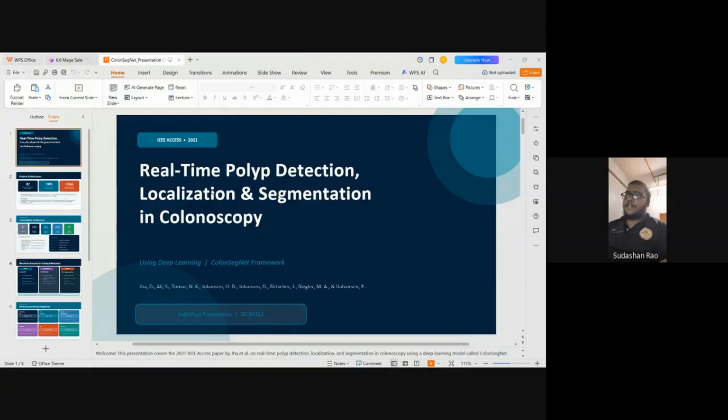So, the paper I've selected is titled Real-Time Polyp Detection, Localization, and Segmentation in the Colonoscopy Using Deep Learning. The paper proposes a deep learning model called ColonSegNet to help doctors detect colon polyps during colonoscopy in real time. So, let me go to my slide 2.